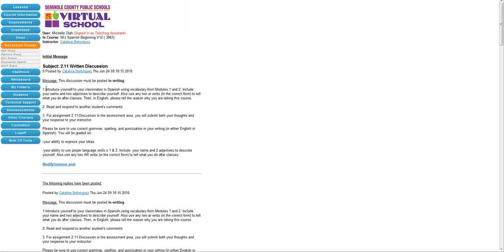So the first thing here, it says, number one, look under Ms. Borges, it says, introduce yourself to your classmates in Spanish using vocabularies from 1 and 2. Include your name and 2 adjectives to describe yourself. Also use any 2 AR verbs, that's what you're doing in 2.11 and 2.12, to tell what you do after class. So again, you could say, I listen to music, I study, I play the piano, whatever sort of things that you might want to say. And then in English, tell the reasons why you're taking the course, okay?